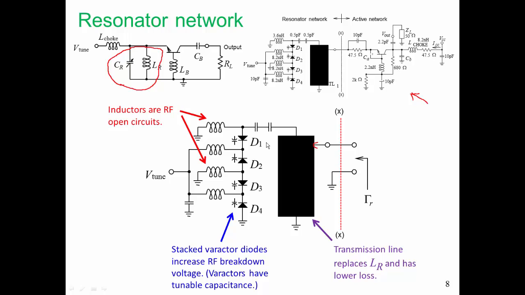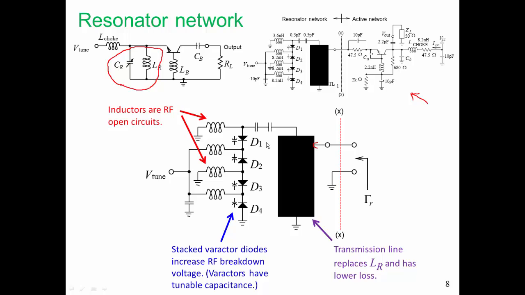Another significant characteristic are the stacked varactor diodes. To achieve a tunable capacitor, it would only be necessary to use one of these diodes. These 4 diodes are used to increase the RF breakdown voltage, and each of the varactors has a tunable capacitance. And so with D1, D2, D3 and D4 in series as far as our RF signal is concerned, we're able to achieve a tunable capacitor which has a fairly large RF breakdown.